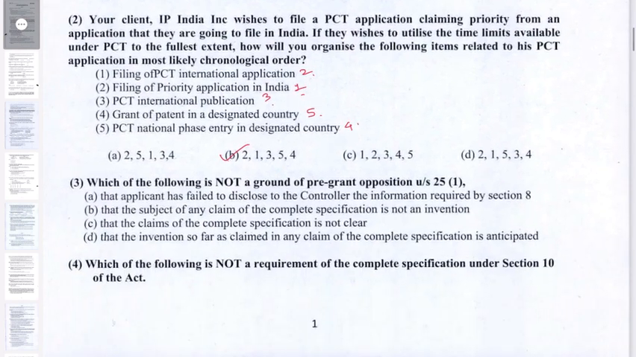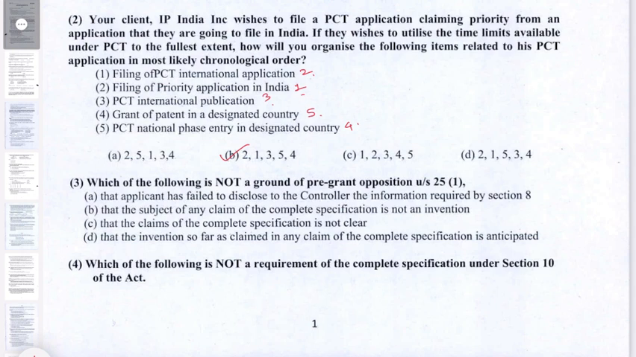So next question, which of the following is not a ground of pre-grant opposition under section 25(1)? A, that applicant has failed to disclose to the controller the information required by section 8; B, that the subject of any claim of the complete specification is not an invention; C, that the claim of the complete specification is not clear; and last one, that the invention so far claimed in any claim of the complete specification is anticipated.